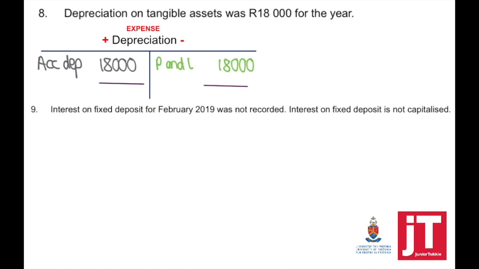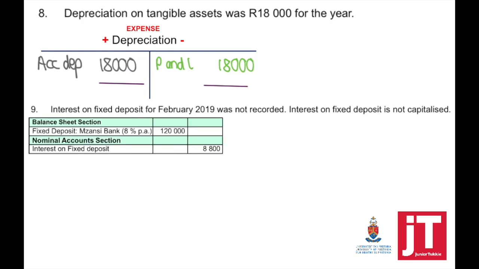Next, adjustment number 9. Interest on fixed deposit for February 2019 was not recorded. Interest on fixed deposit is not capitalized. If we look at the information from the pre-adjustment trial balance, fixed deposit, they said 8% per annum. So they told us the interest rate as part of the information. That was my investment, 120,000. If interest is not capitalized, it means it's not added to the fixed deposit.